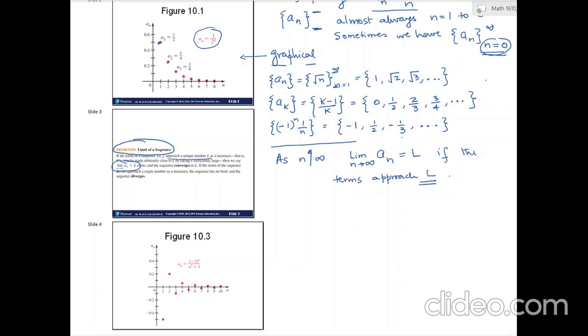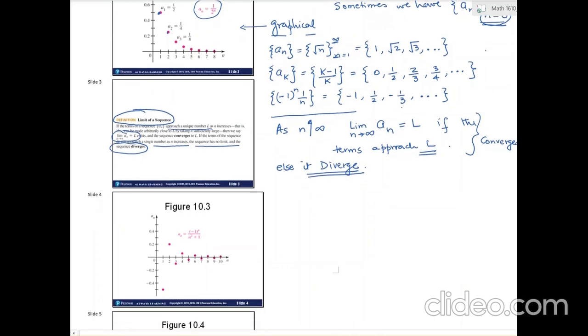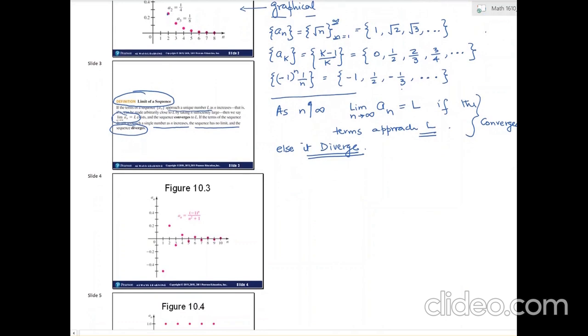Now, if the terms of the sequence do not approach any single number as n increases, we say that the sequence has no limit and the sequence diverges. So when this happens, it converges, else it would diverge. So first let's look at it graphically, and then we will do a few examples.